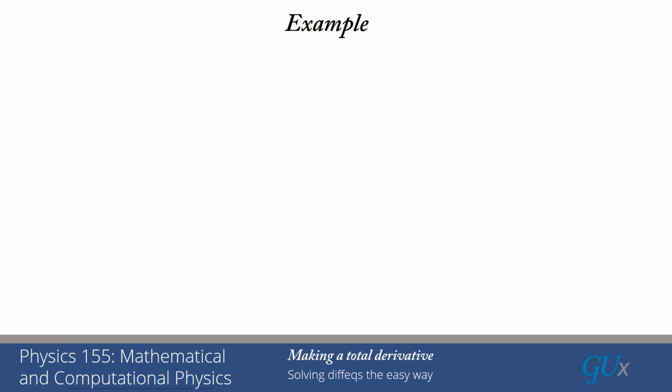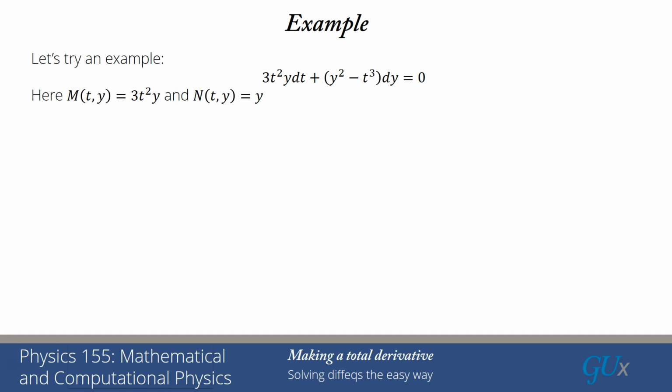So let's take a look at an example. And the example we're going to try, this is closely related to a problem that you're going to have in the homework, but it is a little different. We're going to look at 3t squared y dt plus (y squared minus t cubed) dy is equal to 0. Let's take a look at those mixed derivatives for the m and the n. So first, we have to extract what the m and the n are. So m of t,y is 3t squared y, n of t,y is y squared minus t cubed.